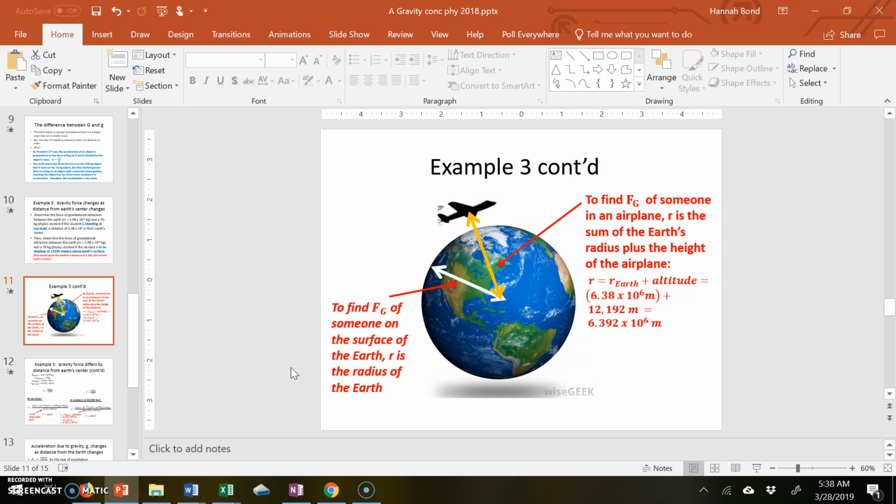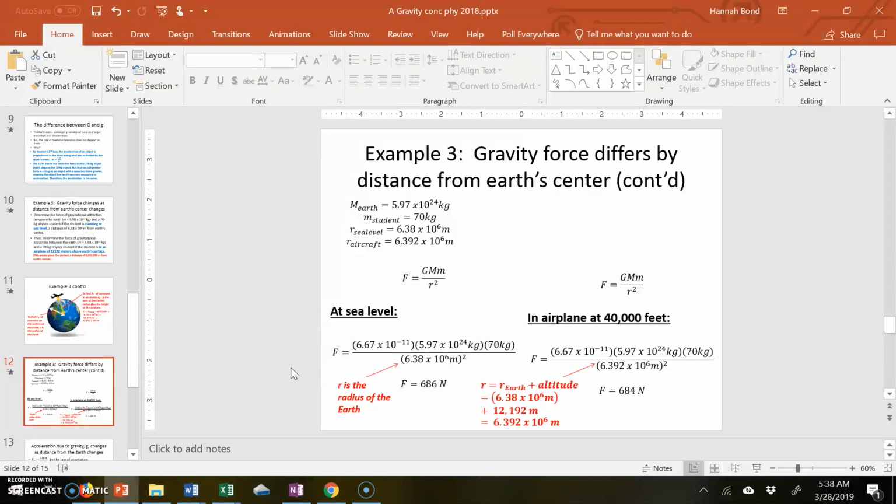So when someone is on the surface of the Earth, yes, in that situation, r is essentially the radius of the Earth. But when someone is up in the airplane, they're at a high altitude. And so to find the distance between the centers of the masses, you have to add the radius of the Earth plus the altitude to get that r. So the person, even though they have the same mass, their weight will be different at those two locations.